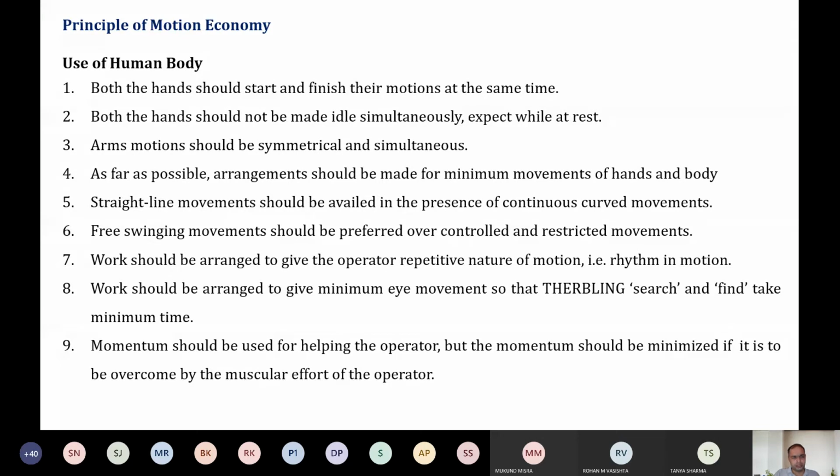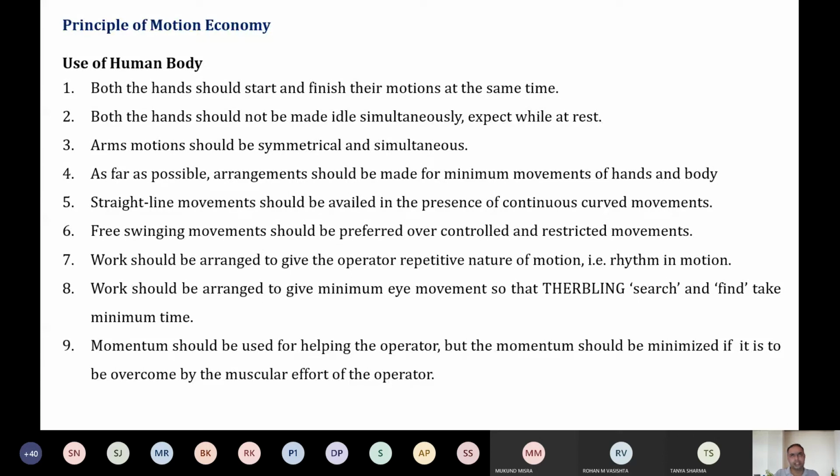If you carry with one hand, the weight acting will be different. When you're carrying and lifting, both hands should come to rest at the same time. Most of the time, to the possible extent, the action of the arms should be symmetrical and simultaneous, so the movement should be equal. As far as possible, we should try to reduce the movement of hands and body.